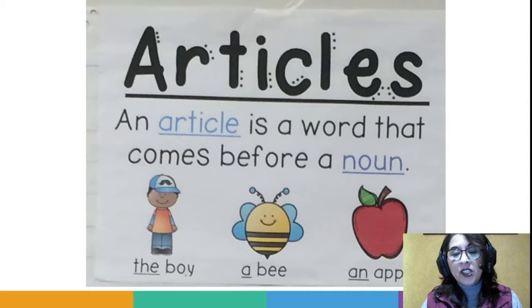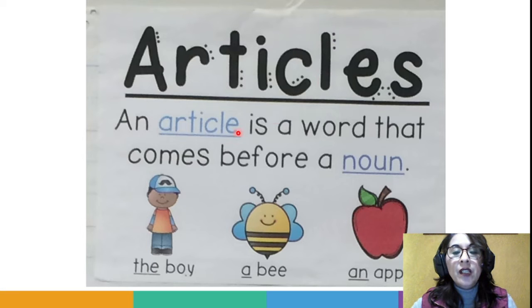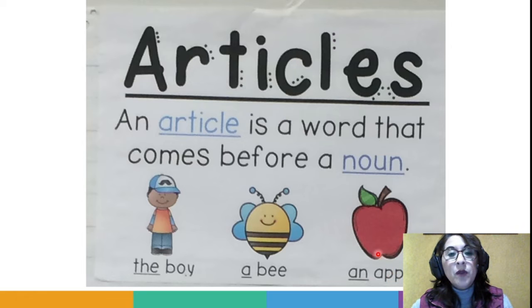Well, first, you need to know what an article is. If you remember, an article is a word that comes before a noun. And what is a noun? Well, here you have three different examples. A noun is boy. The other example of a noun is bee. And another is apple. So remember that a noun could be a person or an object.